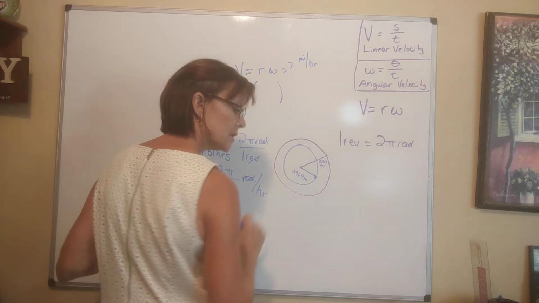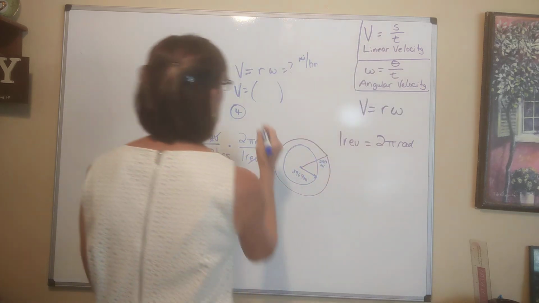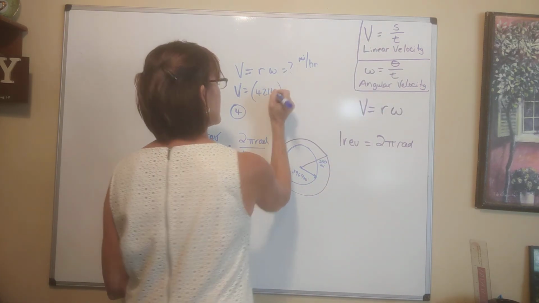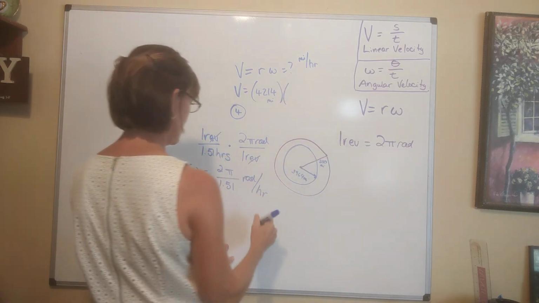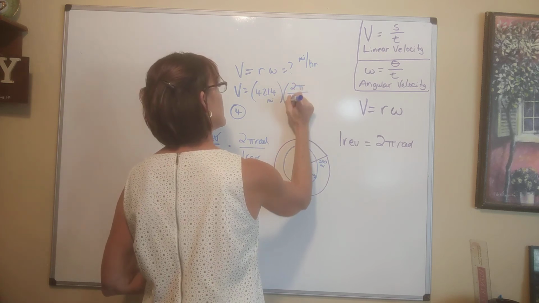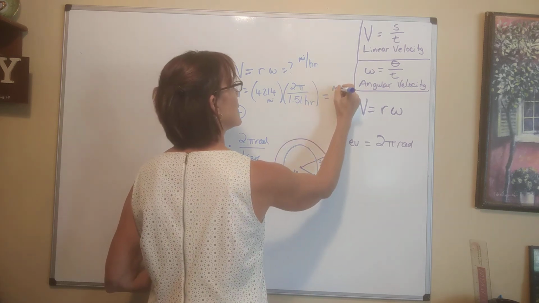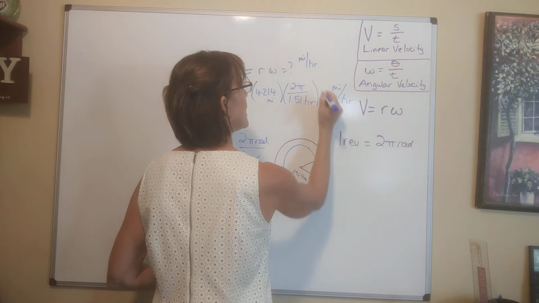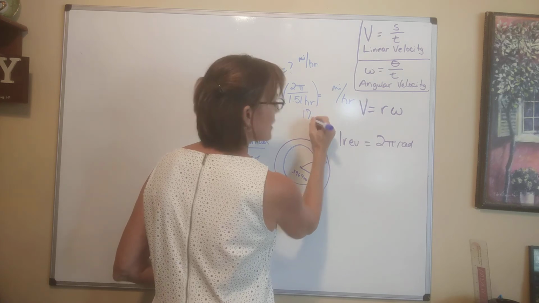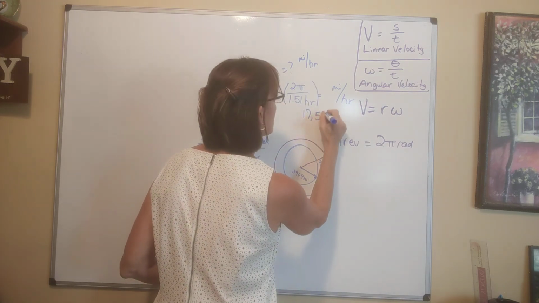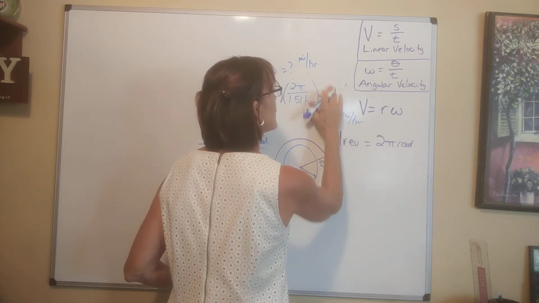So if I add these two numbers together, what do I get? I get 4,214 miles times 2 pi over 1.51 hours. This is going to give me miles per hour as my units. What do I get there? I get 17,534.7 miles per hour for our linear velocity.